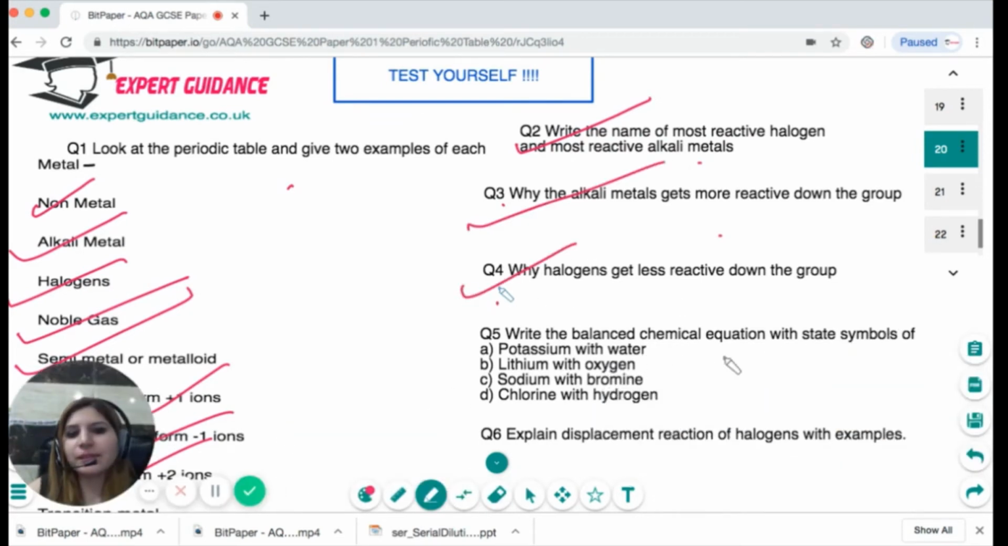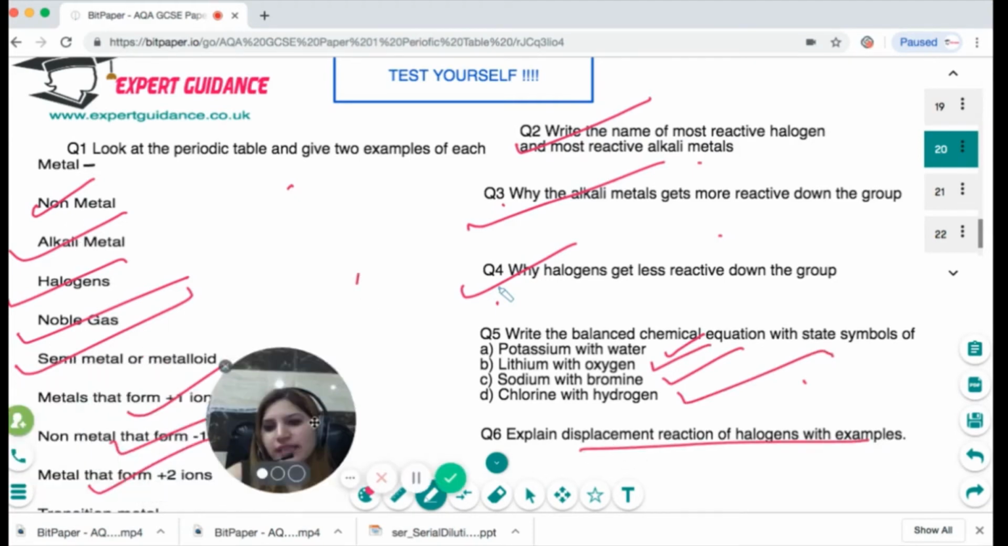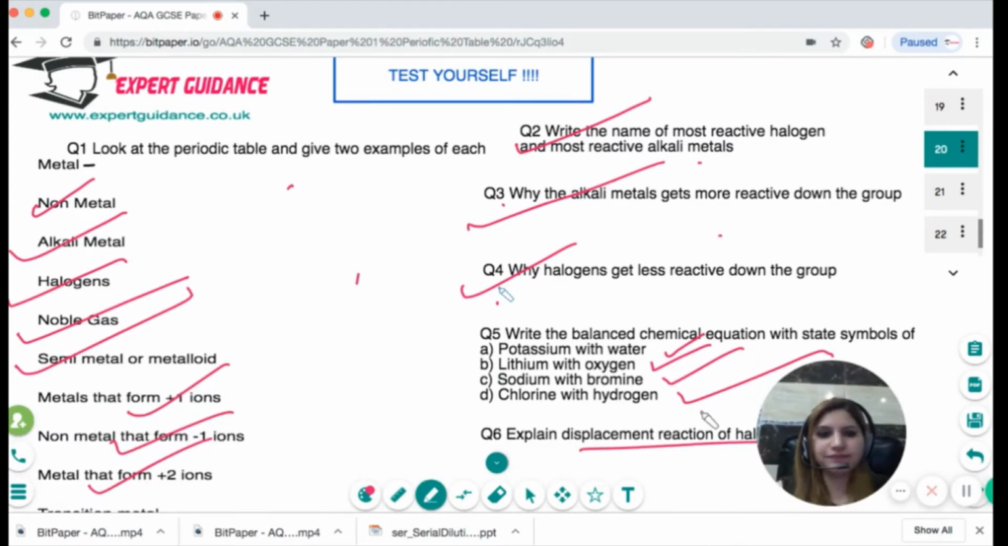you have to write the balanced chemical equation, including the state symbols of potassium with water, lithium with oxygen, sodium with bromine, chlorine and hydrogen, and then you need to explain the displacement reaction of halogen with example. So you can pause the video, have a go at these questions. If there are still any question you're unable to answer, go back, look over the video again. Okay, so now let us look at the answers.